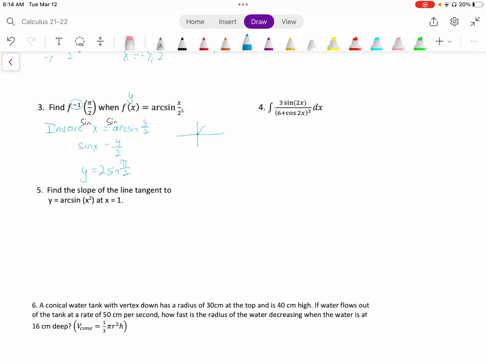We have our sine function. Here's pi over 2, so the sine of pi over 2 is 1. So we have 2 times 1, which is just 2.